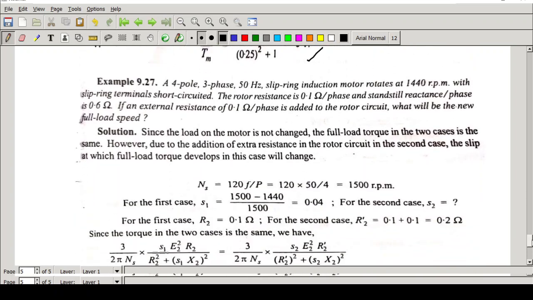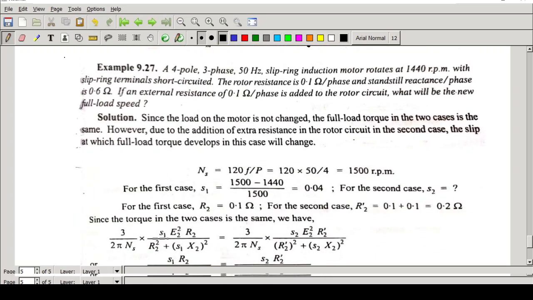Now we will try one more tutorial. A 4-pole, 3-phase, 50 Hz slip ring induction motor is given. So what is the difference between squirrel cage and slip ring induction motor? In the slip ring induction motor, the rotor circuit is not short circuited by end rings. There are 3 terminals which can be taken out. They can be connected to some external resistance and thereby we can control the speed.